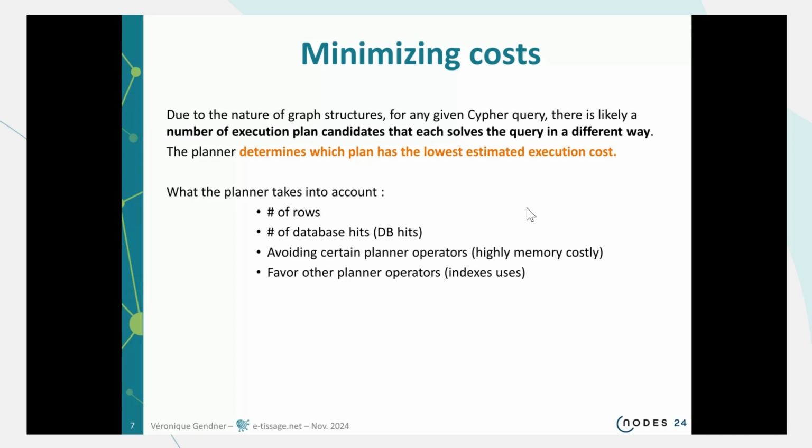What the planner takes into account are the number of rows and the number of database hits. Sometimes it uses heuristics to avoid certain operators, like more memory costly ones, or to favor others, for example, to leverage the use of indexes. This is a general idea. Also be aware that in some specific cases, a higher number of rows or database hits can be quicker if it uses a less costly kind of database hit. But generally speaking, reducing query processing times means reducing the number of rows and the number of hits.